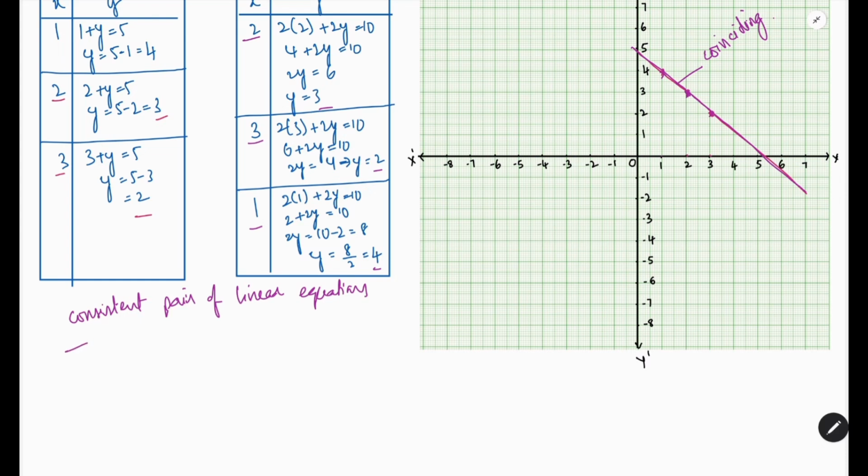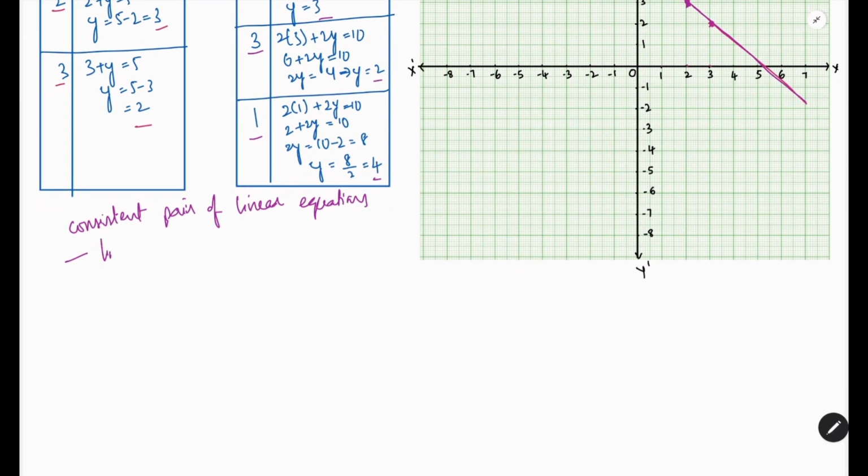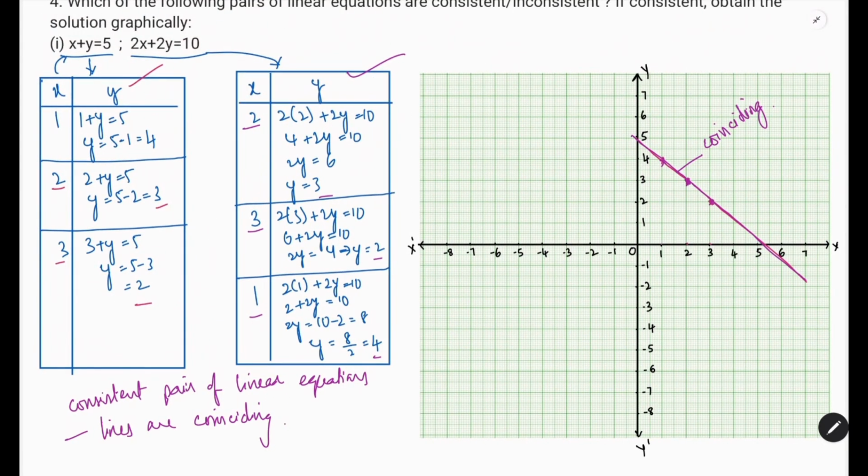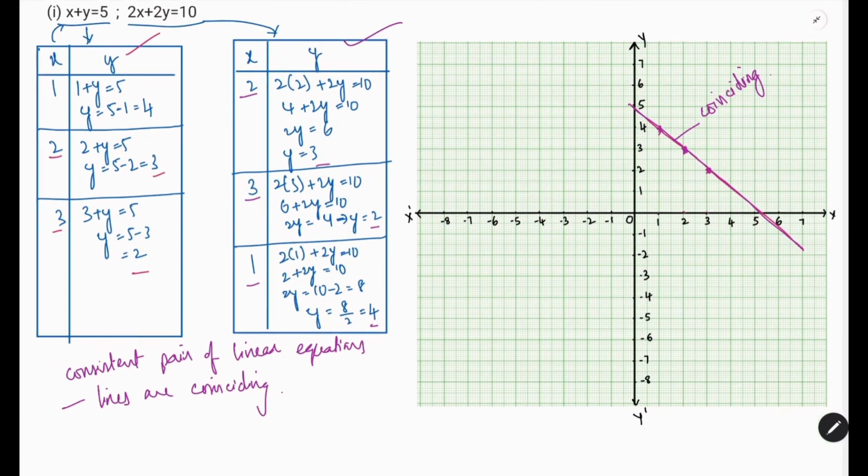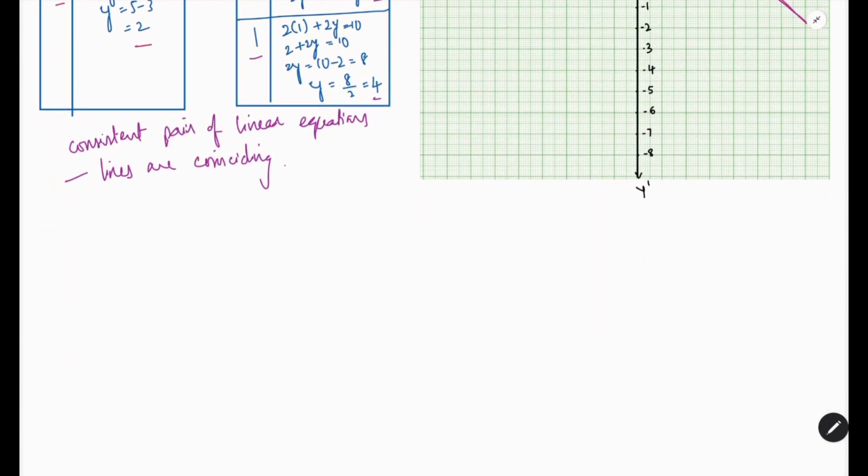So for this, the lines are coinciding. So what is the solution here? At what point are they both meeting? At every point. So at every point both lines are meeting, it is coinciding. So it has infinite solutions.